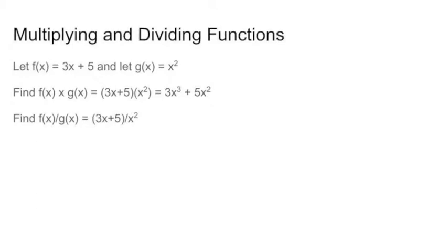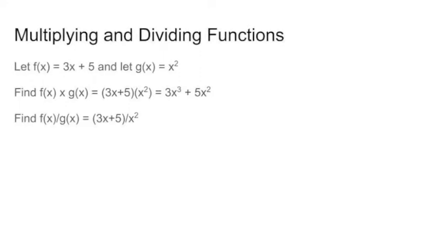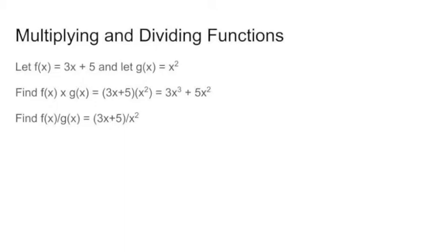We also have multiplying and dividing functions. Now, again, f of x we're going to let be 3x plus 5, and g of x is going to be x squared. So we might see f of x times g of x. In that case, you need to take your f of x, 3x plus 5, and multiply it with your g of x, x squared. Distribute the x squared, and you'll have 3x cubed plus 5x squared. There it is multiplied.